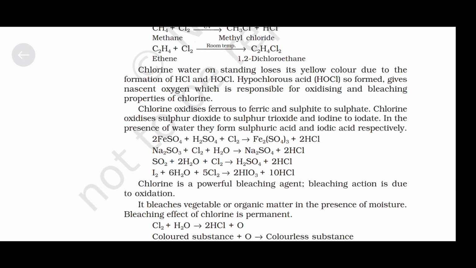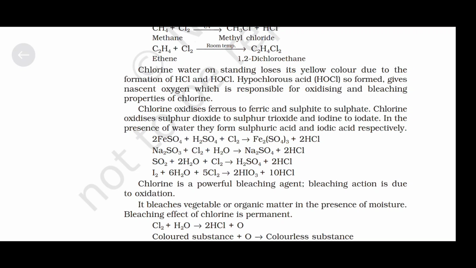Chlorine water on standing loses its yellow color due to formation of HCl and HOCl, that is hypochlorous acid. HOCl so formed gives nascent oxygen which is responsible for oxidizing and bleaching properties of chlorine. Chlorine oxidizes ferrous to ferric and sulfite to sulfate. Chlorine oxidizes sulfur dioxide to sulfur trioxide and iodine to iodate. In the presence of water, they form sulfuric acid and iodic acid respectively.